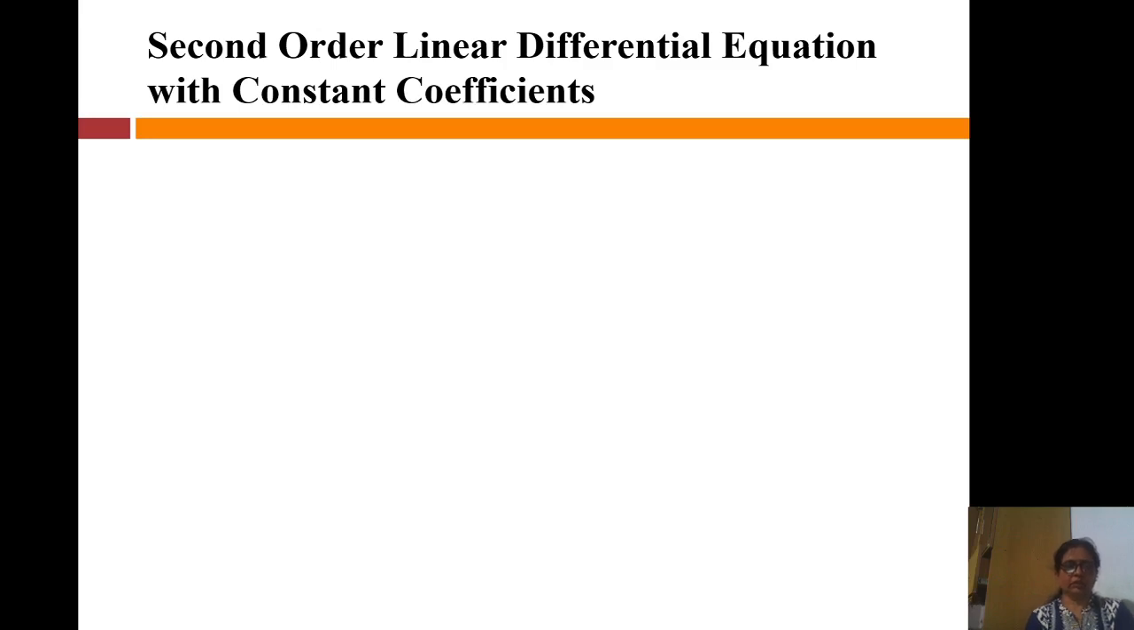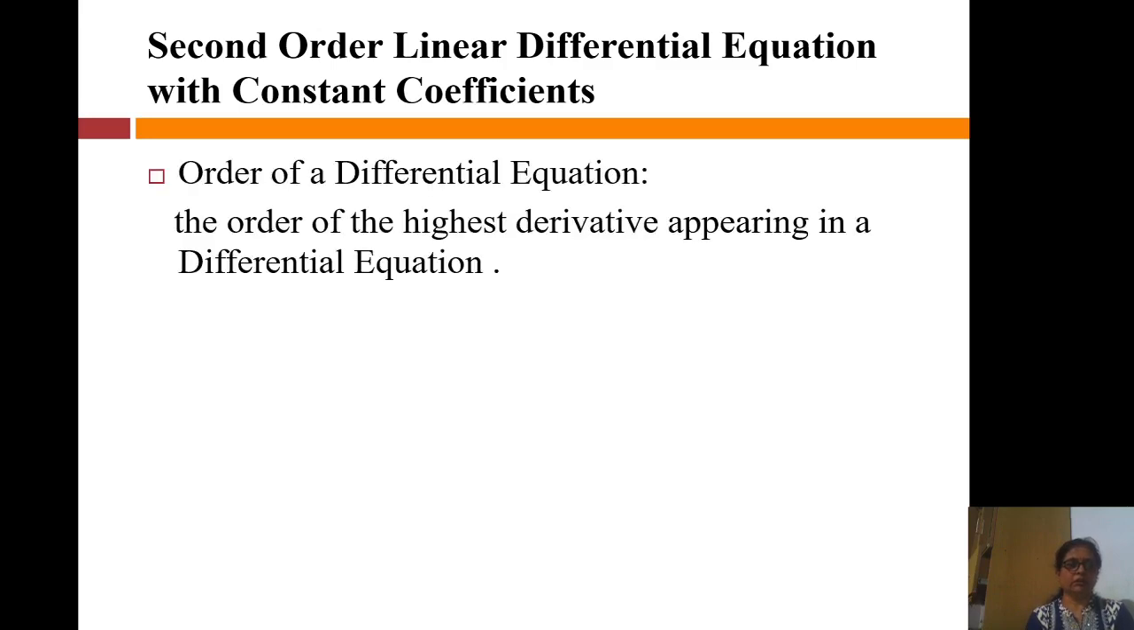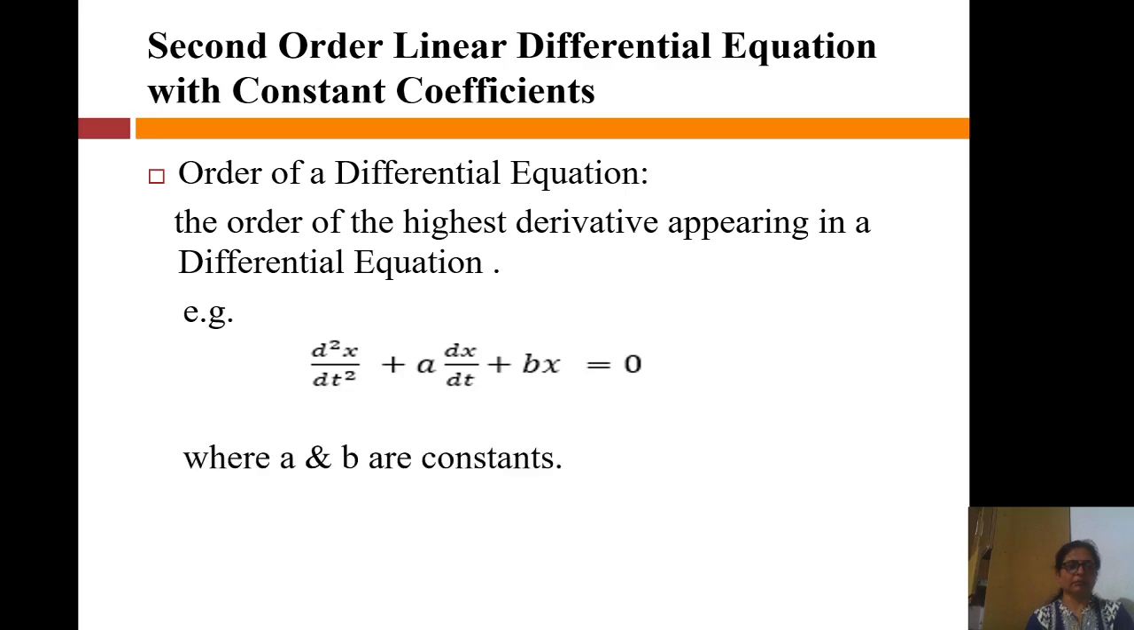Now, second order linear differential equation with constant coefficient. What is the order? The highest derivative appearing in the differential equation is called the order. For example, in this equation the highest derivative is 2, and a and b are constants. Therefore we call this equation a second order linear differential equation with constant coefficient.